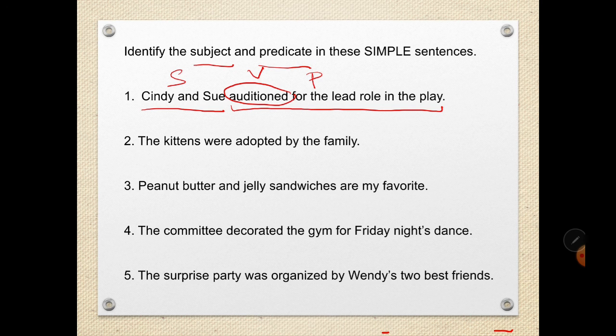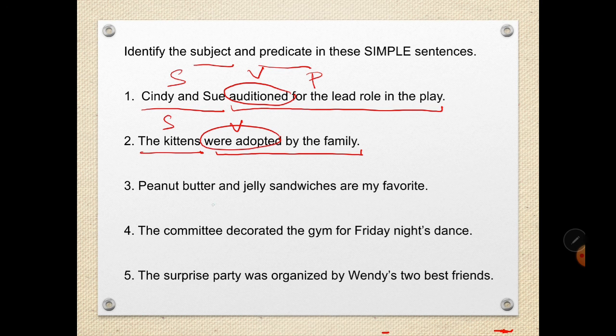Right, let's look at number 2. The kittens were adopted by the family. So the kittens, this is the subject; were adopted by the family, this is the predicate, but I would like to focus on the verb. Were adopted is the verb phrase. So simple sentence.